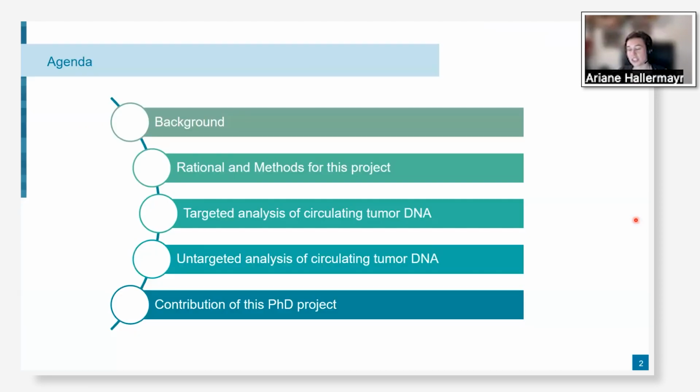Within this presentation, I'd first like to give you some background on the topic itself, then tell you something about the rationale and methods for this project. And then I have two larger chapters or parts of the talk. One is the targeted analysis of circulating tumor DNA, which was the first project of my PhD. And the second part would be the untargeted analysis of circulating tumor DNA, which was the second part of my PhD. And finally, I would like to conclude with the contribution of this PhD project for future medical care.